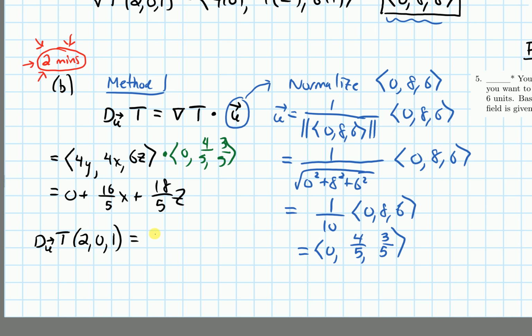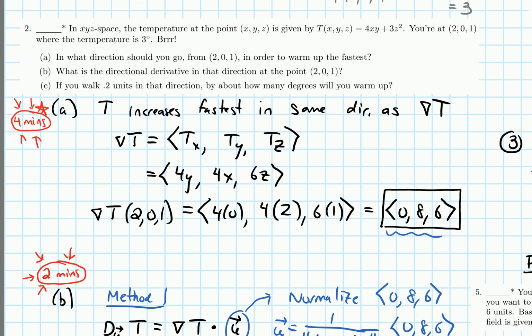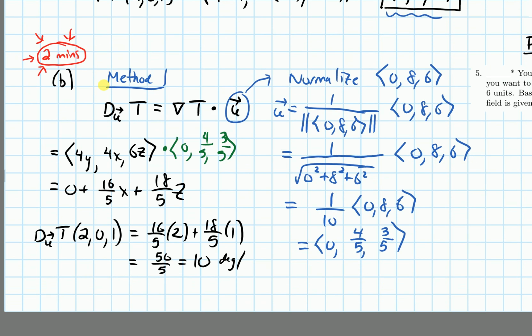If we do that, we get 16 over 5 times x, so times 2, and then plus 18 over 5 times z, which is 1. So overall, we end up getting 32 over 5 plus 18 over 5. That's 50 over 5. That's 10. And the units of temperature are degrees. And the units that I divide by are just the units of direction, which aren't given. So I'll just say per unit.